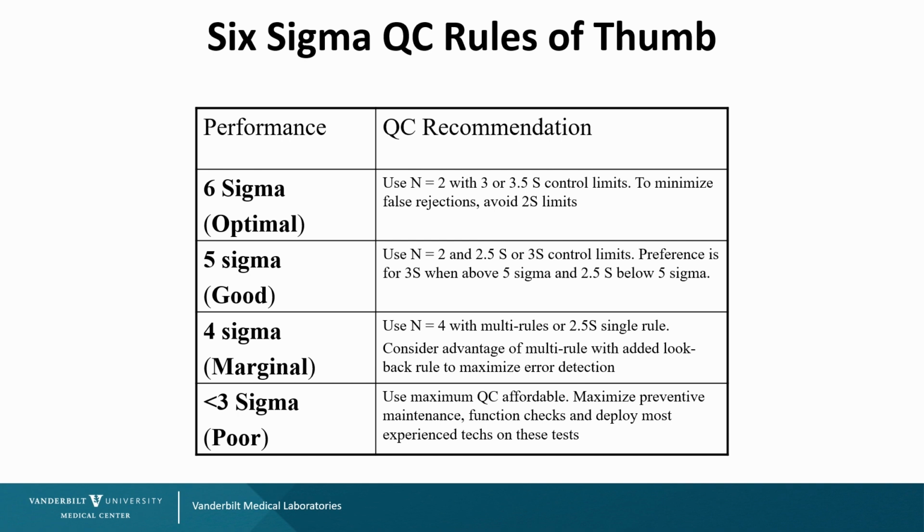So, some of the Six Sigma QC rules of thumb. If you're greater than Six Sigma, you can use fewer QC, use 2 levels of QC which meet the CLIA regulations, and wide limits, maybe 3.5S, to prevent false alerts and spending a lot of time troubleshooting in the lab. If you're at the bottom, less than 3 sigma, you want to use the maximum QC that you can afford in the laboratory. Maximize your preventative maintenance, your function checks, and deploy your most trained and skilled employees.